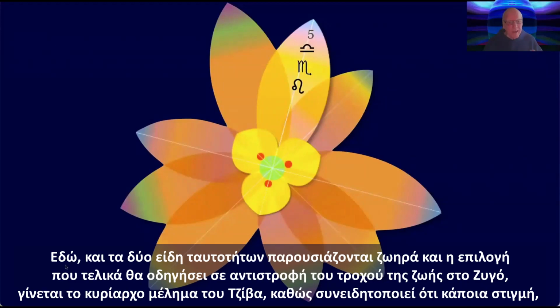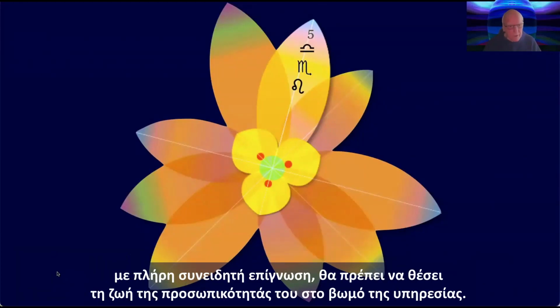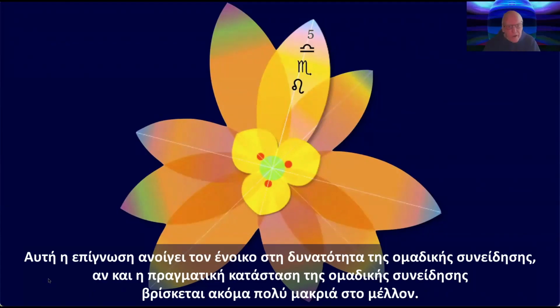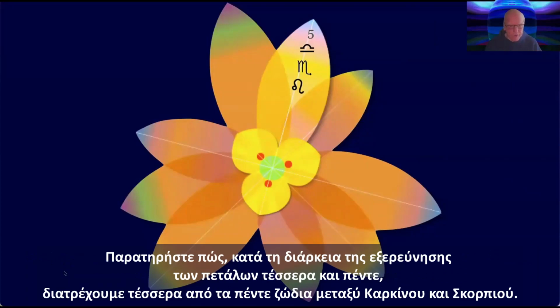For the indweller realizes that at some point, he or she, in full conscious awareness, will have to lay the personality life upon the altar of service. It is this awareness that eventually opens the indweller to the possibility of group consciousness, though the actual state of group consciousness still lies far in the future. Notice how during our explorations of petals 4 and 5, we have progressed through 4 of the 5 signs between Cancer and Scorpio.